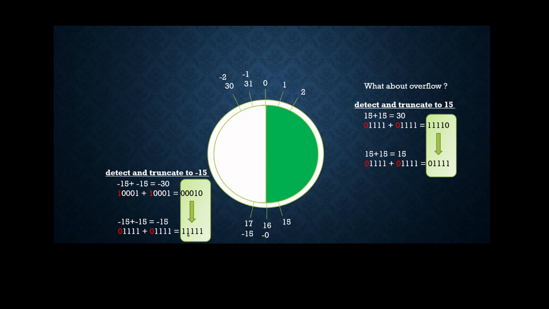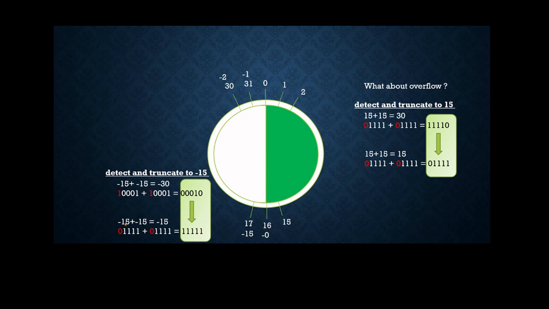So yeah, I think that this is incorrect. It should probably be minus 16 maybe, right? Because the largest negative number is minus 16. So I think there is a little bit of error here, but you get the point.